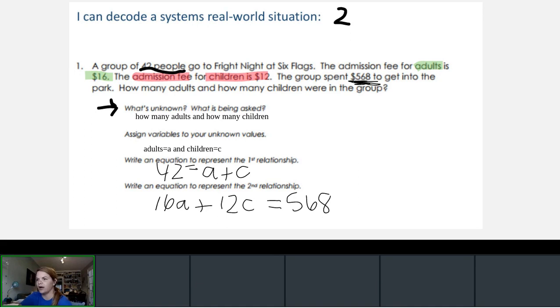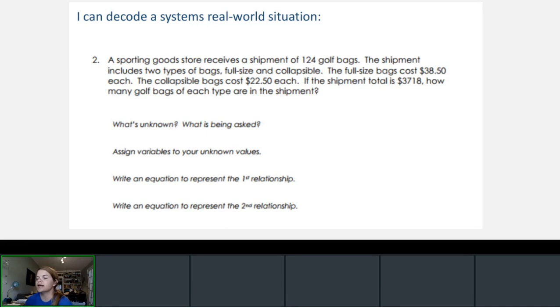Now we could solve it by graphing. We could solve it by substitution. Let's work on writing another one. A sporting goods store receives a shipment of 124 golf bags. Okay, total golf bags, 124. The shipment includes two types of bags, full size and collapsible. The full-size bags cost $38.50. The collapsible bags cost $22.50. If the shipment total is $3,718, how many golf bags of each type are in the shipment?